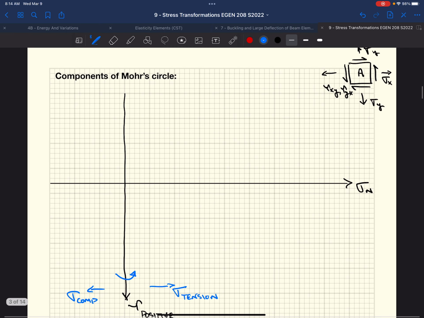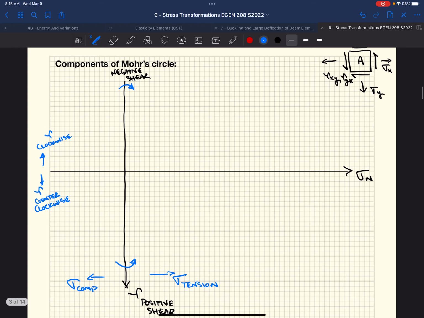So bottom end is counterclockwise, top end is clockwise. This is negative shear. So above the line, we have clockwise. Below the line is counterclockwise. All right.